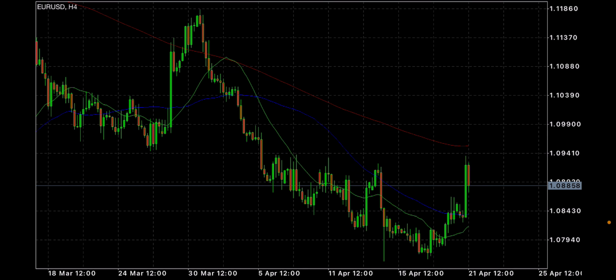Okay. So with that being said, let's go ahead and dive into what's happening on this chart and with this Forex pair. Let's first start off breaking down what's happening with the euro.